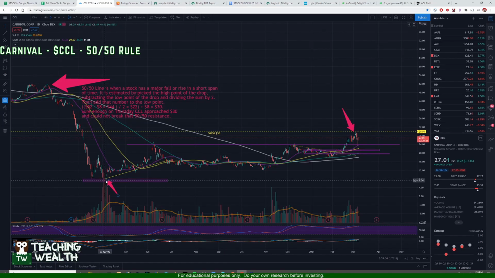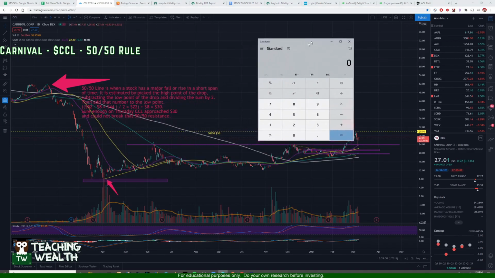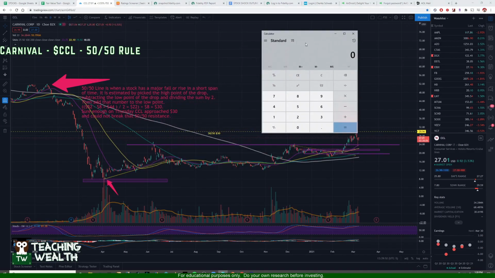So what a 50/50 is: when a major fall happens like this, or vice versa, a major meteoric rise, you take the point that it was at the highest and the point that it was at the lowest, and you're going to do some math. You're going to take the highest point, so around $52, subtract the lowest point, which is around $8, then divide that by 2 to get basically the average midpoint between the 2 points.